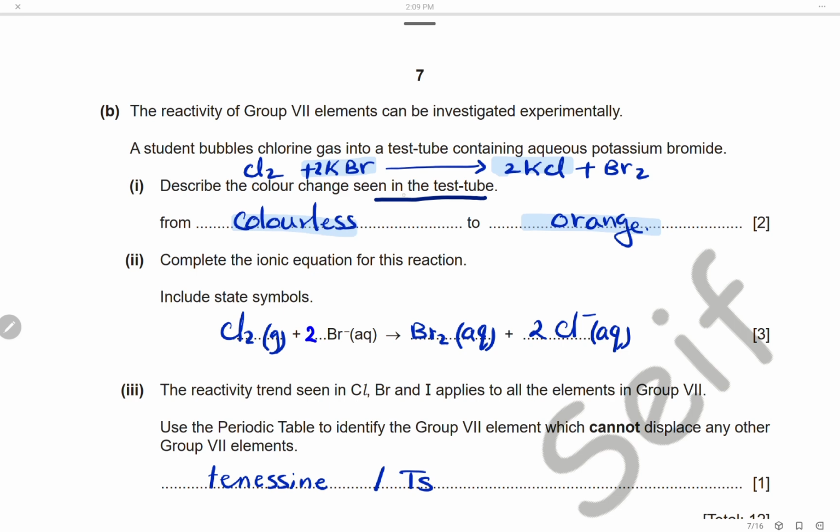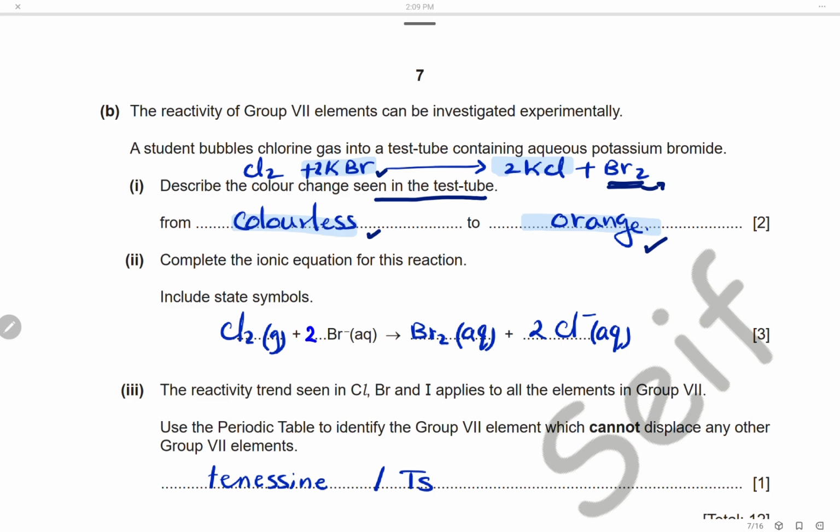At the beginning, in the test tube, we have potassium bromide. As we know, all group 1 salts, like potassium bromide, are soluble in water to give a colorless solution. So the initial color in the test tube is colorless. Because chlorine is more reactive than bromine, chlorine displaces bromine from potassium bromide. Bromine has an orange color, so as bromine is formed we have an orange color in the test tube. The color changes from colorless to orange.